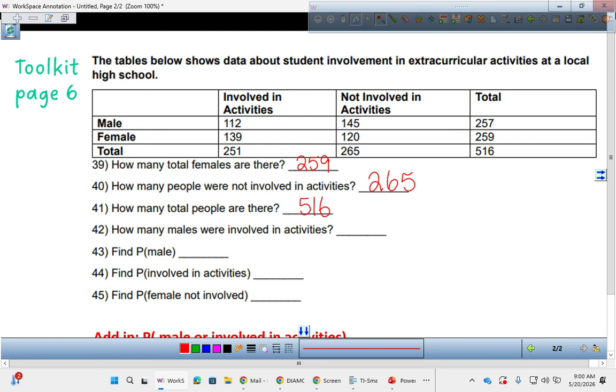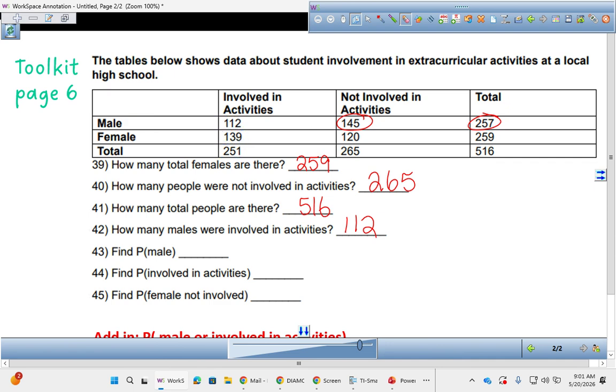The next question says, how many males were involved in activities? So now I want to see where these two categories meet up. So here are my males. And here are my involved in activities. Those two categories met up at that 112, right? So the males involved, those two categories cross at 112. So the answer to this question is 112. Right now we're just working on reading the table, seeing how a two-way table works.